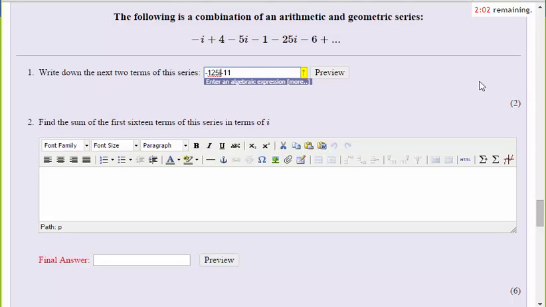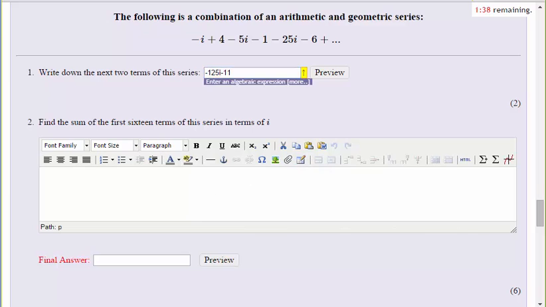Guys, just because they say "in terms of i" doesn't mean you only look at the i terms. They didn't say the first 16 i terms. The first 16 terms includes the geometric and the arithmetic terms. But your answer will have an i in it. That's what they mean by "in terms of i". Your answer will have an i in it.